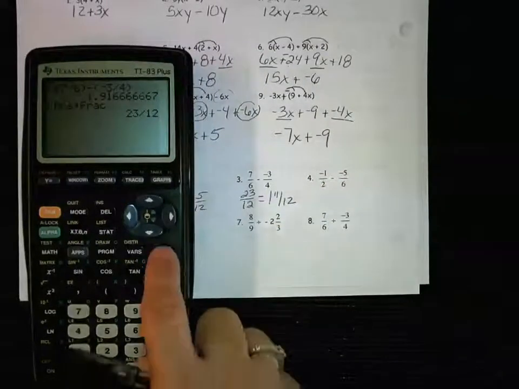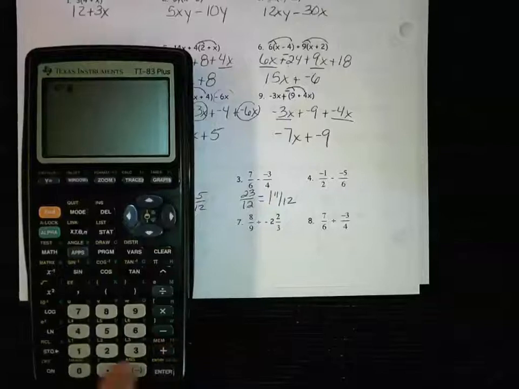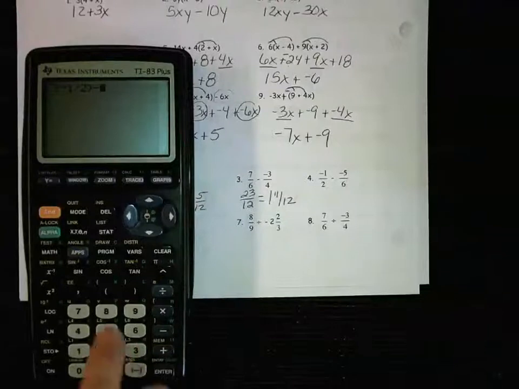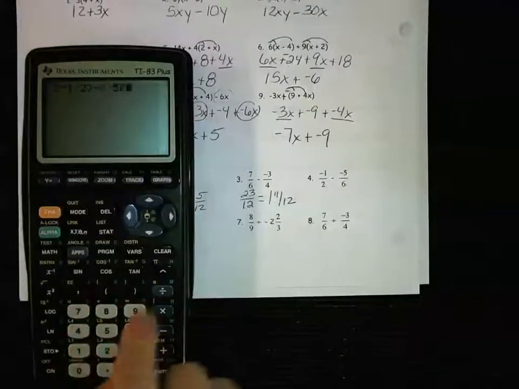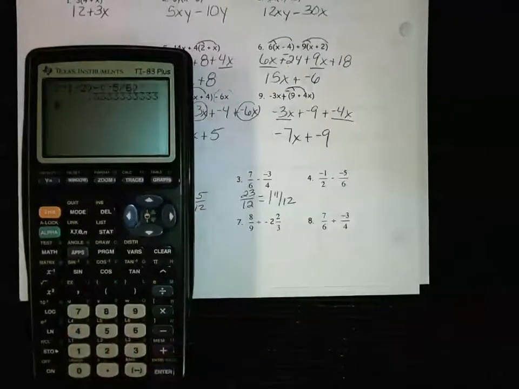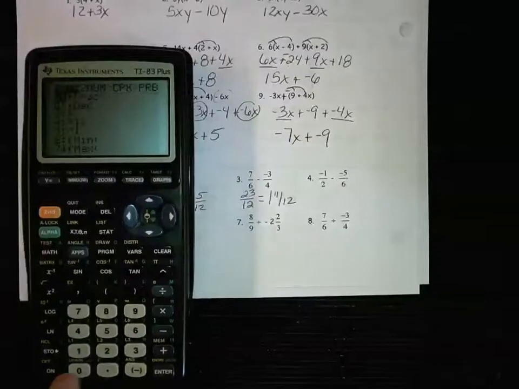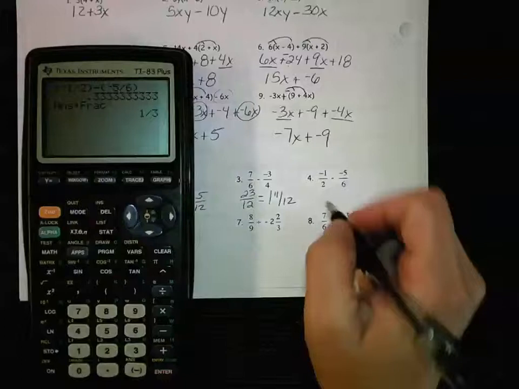Number 4, we have -1/2, subtract parenthesis -5/6, which is -0.3. Go to your math key, hit 1, and that would be 1/3.